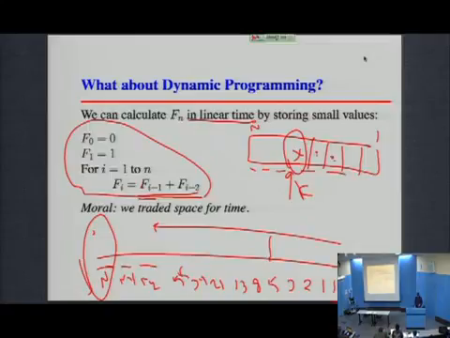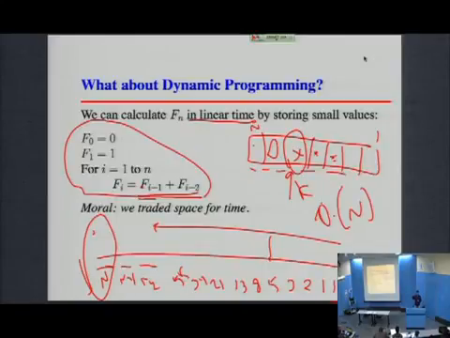Adding up a constant number of terms takes how much time? Constant. We have a total of n things we're computing, each of which takes constant time. The total amount of time to compute the nth Fibonacci number is order n. Any questions about that? Okay. Any questions about this particular example?